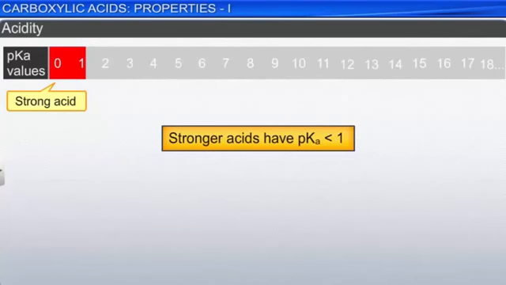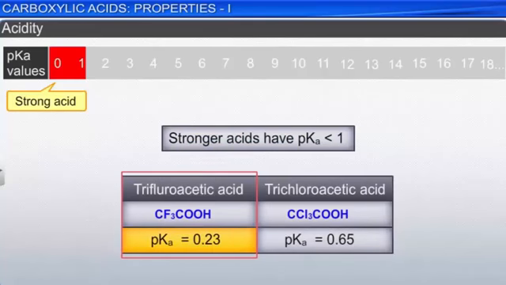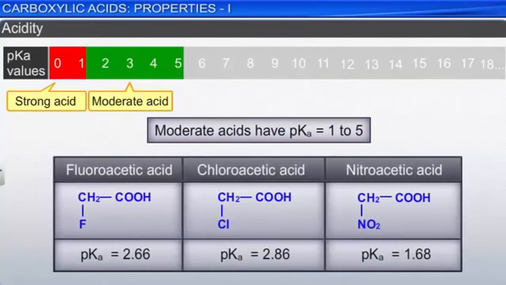Stronger acids have pKa values less than 1. For example, trifluoroacetic acid with a pKa value of 0.23 and trichloroacetic acid with a pKa value of 0.65 are strong acids. Acids with pKa values between 1 and 5 are considered moderately strong. For example, fluoroacetic acid with a pKa value of 2.66, chloroacetic acid with a pKa value of 2.86, and nitroacetic acid with pKa value of 1.68 are moderately acidic acids.